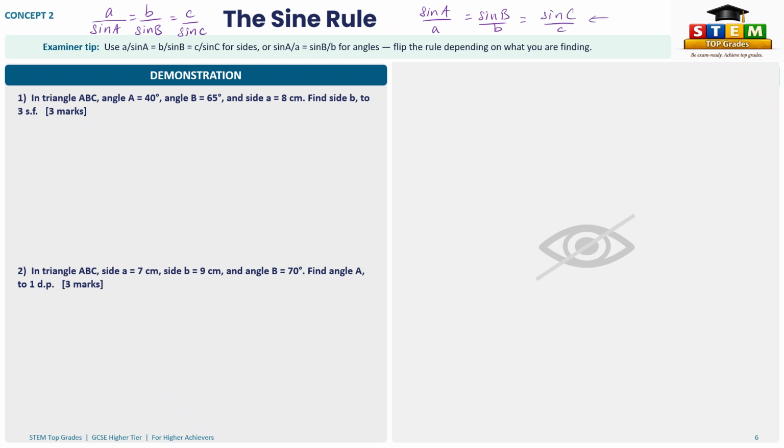Now, we apply the flipped formula when we are looking for angles, and we apply the first formula when we're looking for sides. It's just convenient to pick the right one. Okay, so the first question is: in a triangle ABC, the angle A is 40, angle B is 65, and side a is 8 centimeters. Find side b to 3 significant figures.